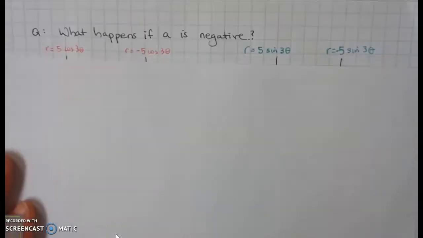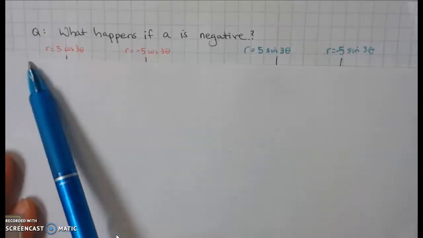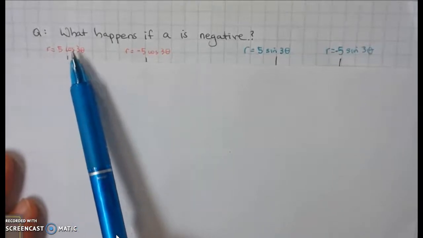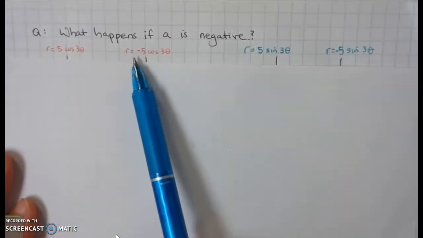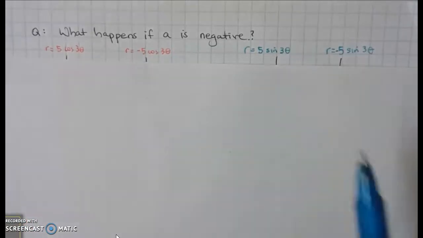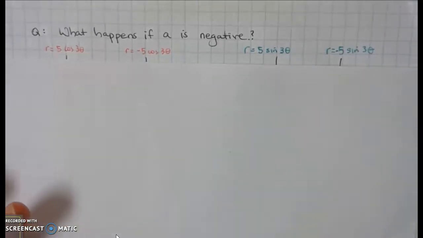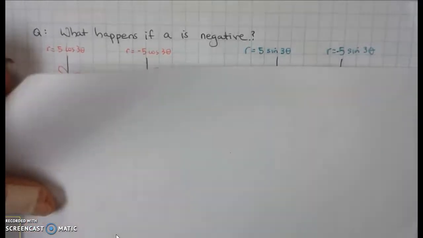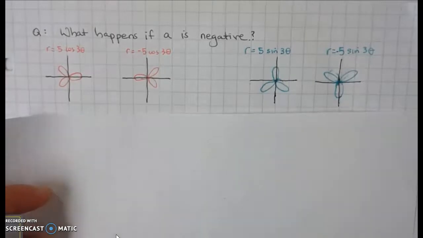Okay, I have another question now. What happens if A is negative? To do that, I would like you to try to graph r is equal to 5 cosine of 3 theta, r is equal to negative 5 times cosine of 3 theta. And also do the same thing for sine. Can you try to graph it and draw it? What happens? Okay, so if I was to draw that, it will look like this.